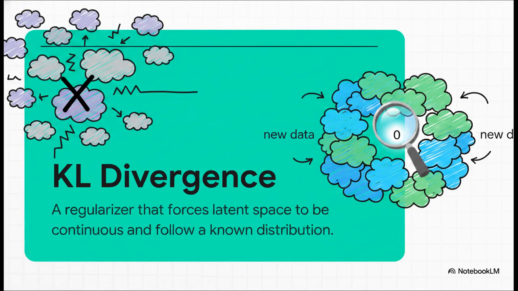Let's focus on that second half for a moment. KL Divergence acts as a powerful regularizer. It actively forces the latent space to be continuous and to neatly follow a known distribution. Without this regularizing force, the latent space would become wildly chaotic.